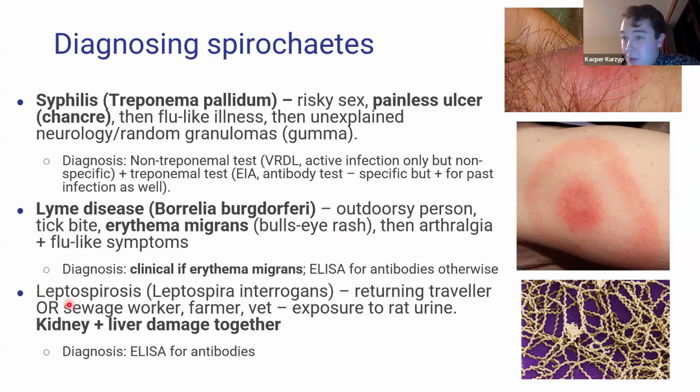Finally, leptospirosis. It's your returning traveler or somebody who works in the sewers, farmer or a vet, also known as exposure to rat urine. Characteristically, you get deranged LFTs and deranged U's and E's together. Both of them are being hit at the same time. You confirm the diagnosis by ELISA. And those are the spirochetes, which are the bacteria that form this characteristic spiral pattern.